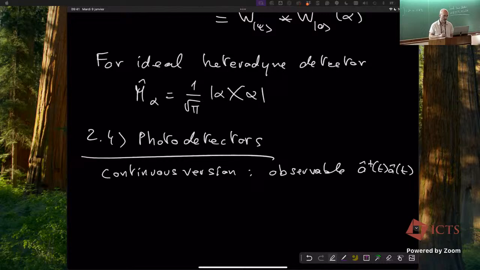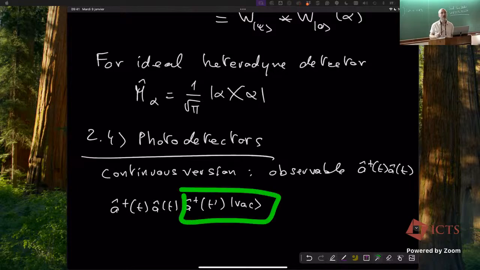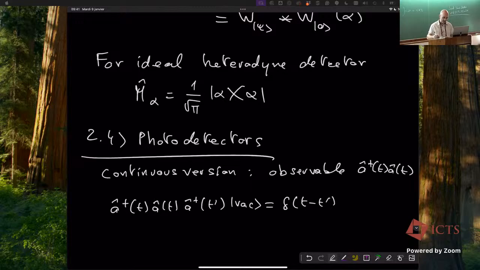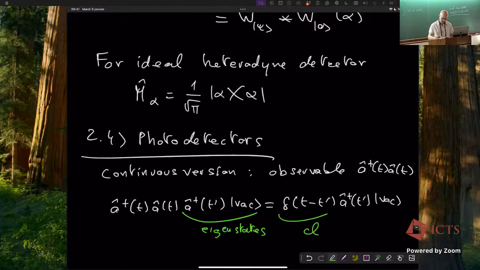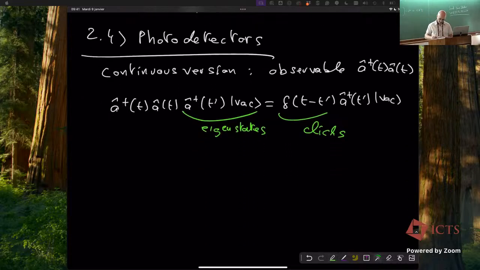The eigenstates and eigenvalues of this operator are of the shape a dagger of t prime acting on the vacuum. You see, if you create a single photon at a time t prime, we now know how that works, right? So this will be a delta of t minus t prime, a dagger of t prime on the vacuum. So these are the eigenstates of the photodetector. This is the kind of states that are detected, and these are the clicks that Pierre mentioned, and several others, and Huard. So these model the clicks, and these are the eigenstates.